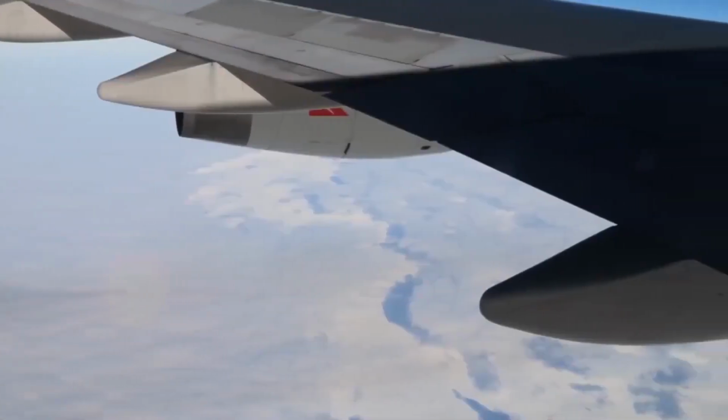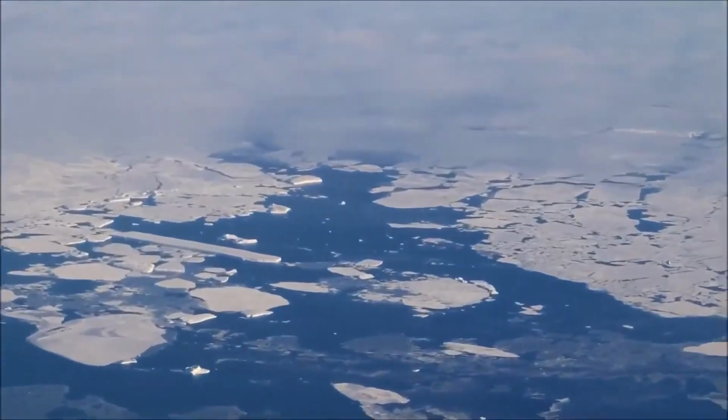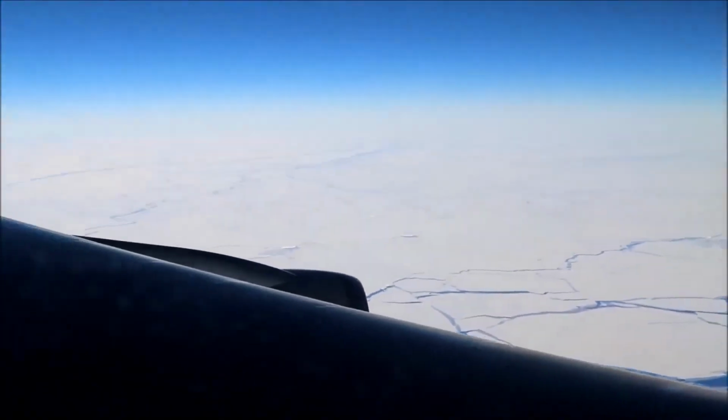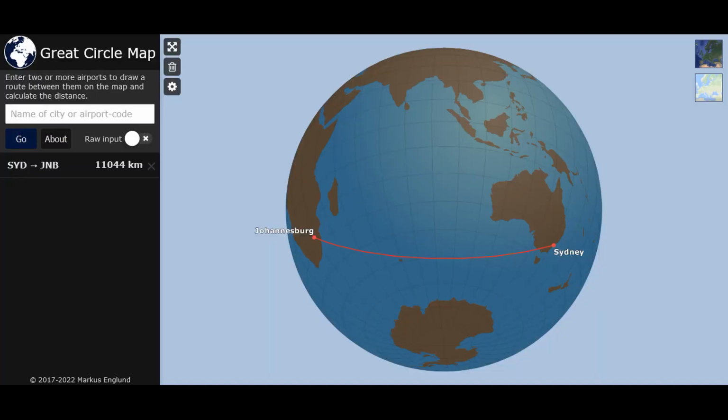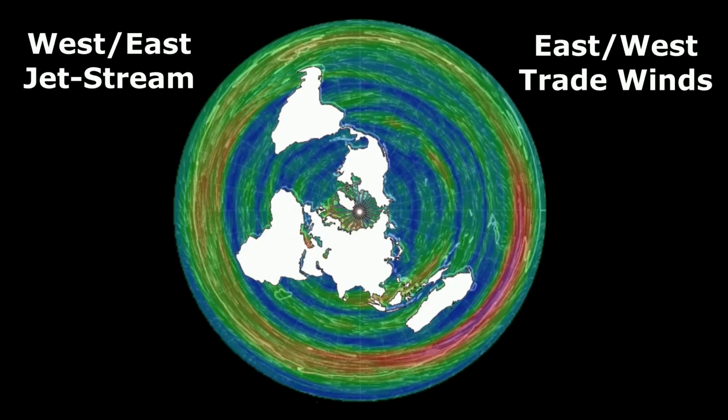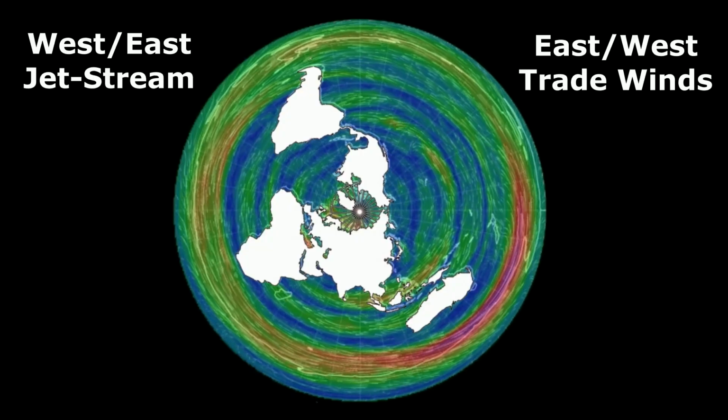Some images of his flight. According to him, he took these pictures when flying from Sydney to Johannesburg. So at least 2,000 miles distance between the flight route and the Antarctic shoreline. Now let's look at the flattened map and see how this flight really took place.